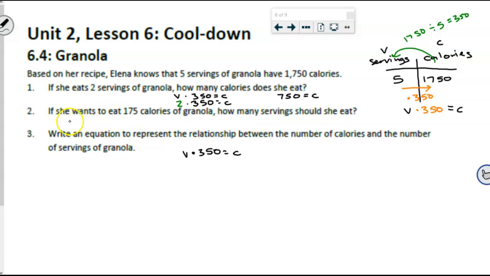Now, in the next one, we're using the equation in a different way. It says if she wants to eat only 175 calories of granola, how many servings should she eat? The same exact equation, only this time instead of the V, the number of servings, she's giving us the number of calories. So that C is going to change to 175. That's the number of calories. And here's the equation, that V multiplied by 350. So again, V multiplied by 350 is equal to 175. I need to solve this equation, so I divide each side by 350. And when I do that, I end up with V is equal to 1/2.